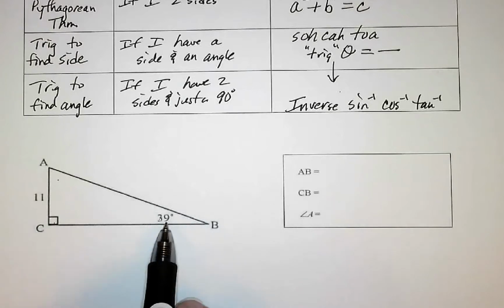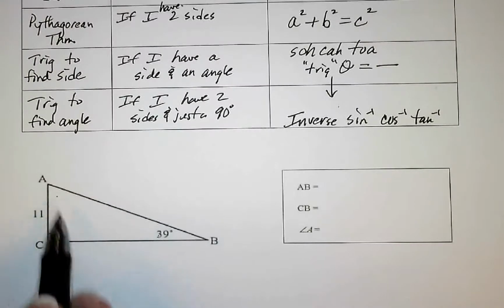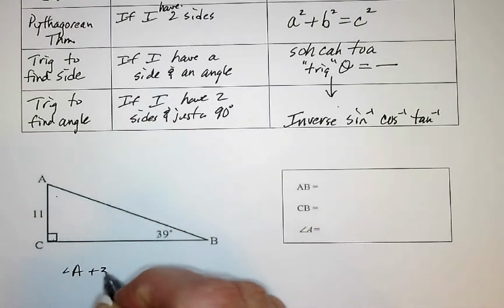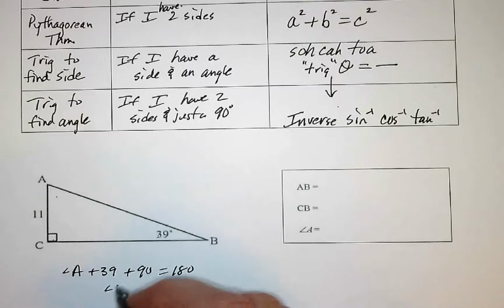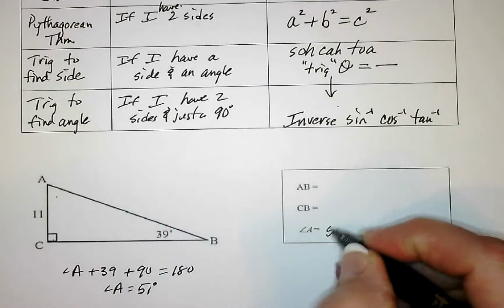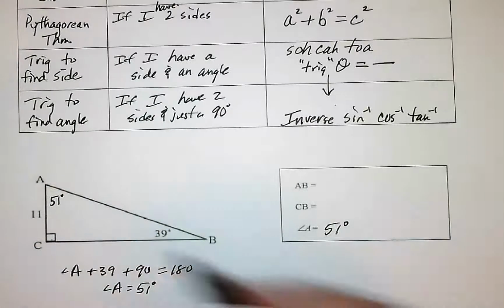So if you look up here, which one you're going to use, I think the easiest one is to find angle A. These 3 have to total 180. So angle A plus 39 plus 90 has to equal 180. When you work all that out, you should get 51 degrees for angle A. So angle A, I'm going to put over here, 51. I'm going to write up here because I can use it, 51. Now all I have to do is find 2 sides.